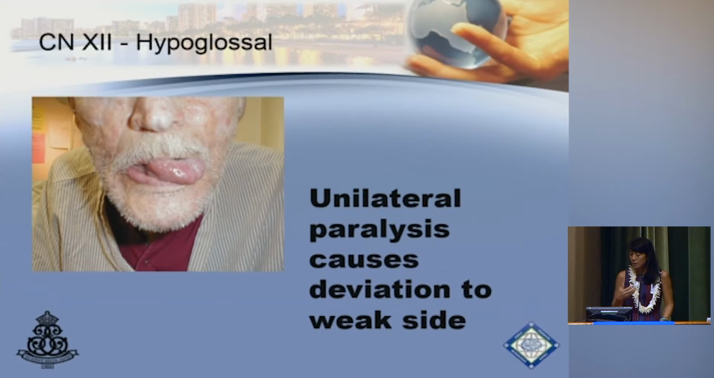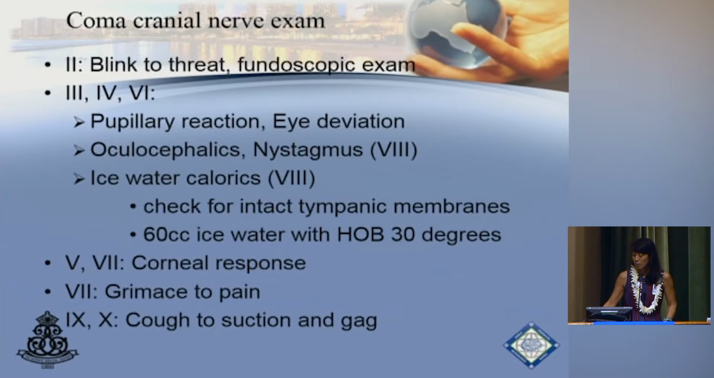So again, if you have a significant facial weakness, you need to look and see whether the facial droop makes it look like they're weak on one side. But remember that when the tongue is weak, the strong side pushes the tongue out, the weak side's not moving, so the tongue will deviate to the weak side.